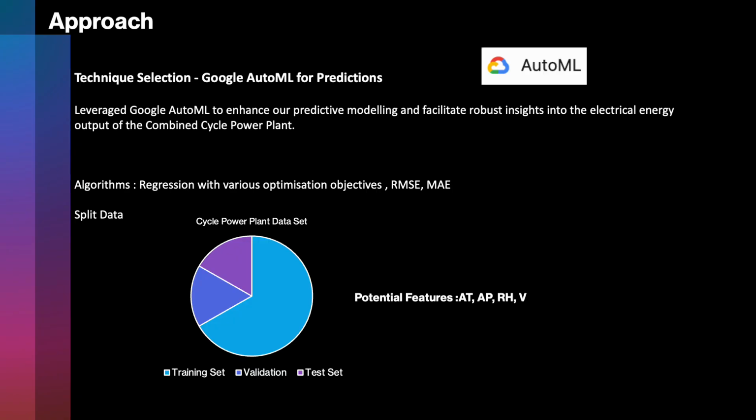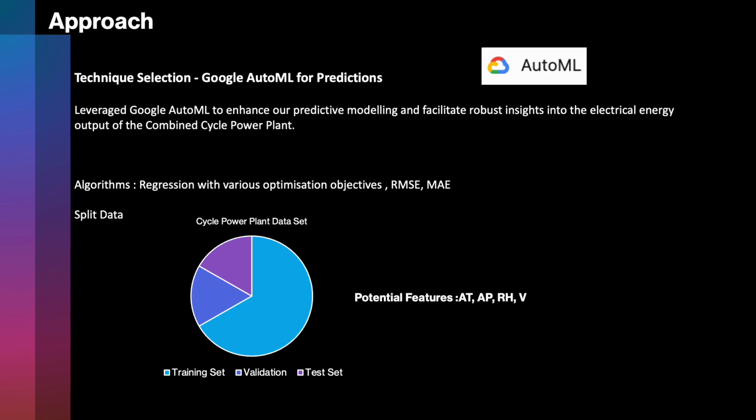For our predictive modeling, we chose to leverage Google AutoML. That's a powerful tool that automates model training and optimization. This allowed us to efficiently build a high performing regression model and derive deeper insights into the energy output patterns of the power plant. I explored different regression algorithms with optimization objectives such as RMSE and MAE to ensure both accuracy and interpretability of results.